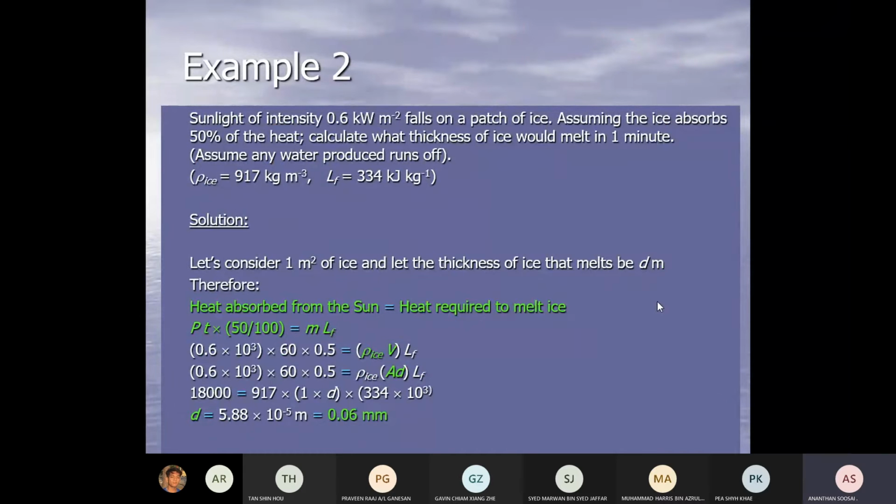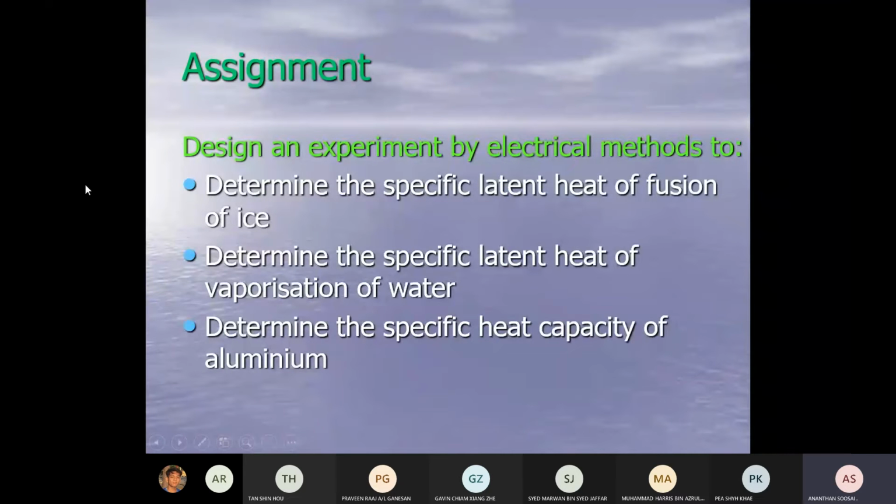Okay, so skip this. It's not it. Now this is to recall how the setup looks like to find the specific latent heat of fusion for ice, the specific latent heat of vaporization of water, and the specific heat capacity of aluminum. How does the diagram, the setup look like? You should know.